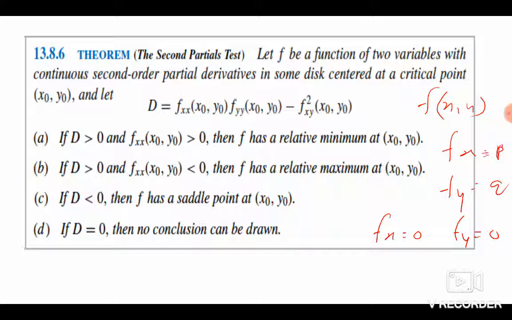And moreover, the relative extrema occur at the critical points. So we are supposed to find the critical points, isn't it? Let fx equal to 0 and fy equal to 0. When you solve these two equations, you will find the values of x and y. So we can pair them to get a certain number of points. We call them critical points.